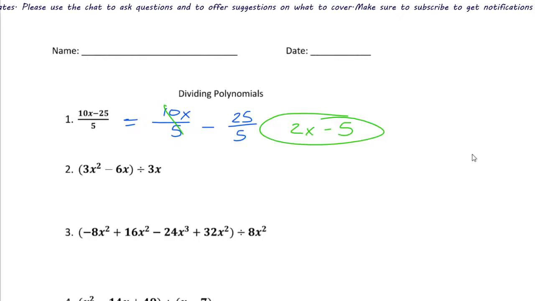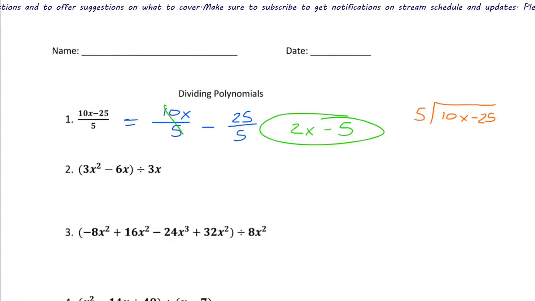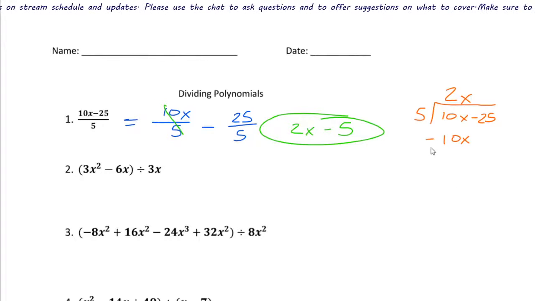So to write that, you're going to have 5 divided by 10x minus 25. You have to think to yourself, what do I need to multiply 5 by to get to 10x? And that's going to be 2x. So 2x times 5 is going to be 10x. We're going to subtract that.